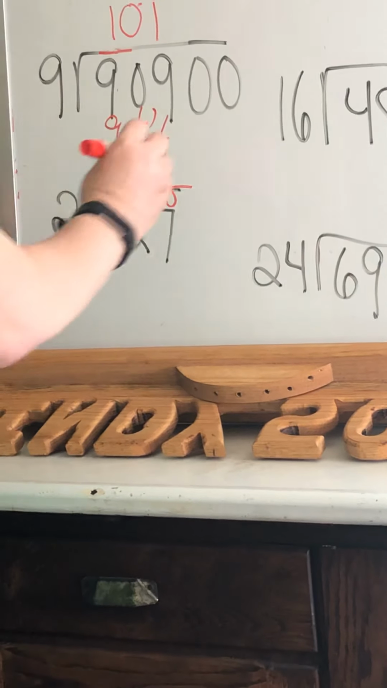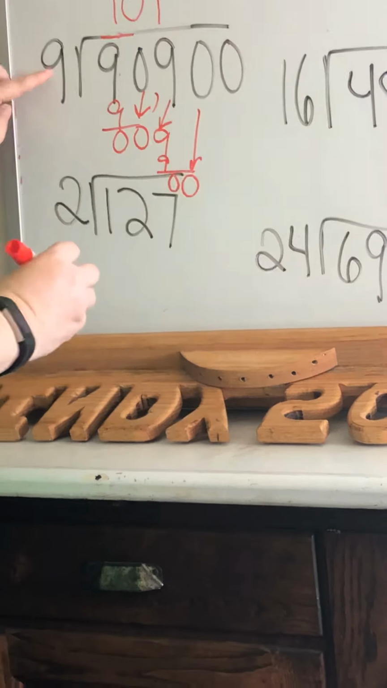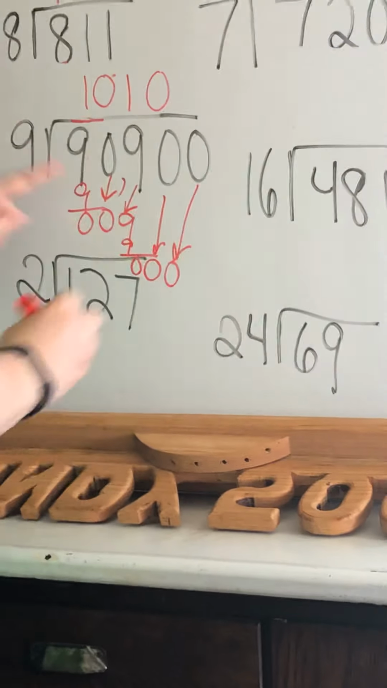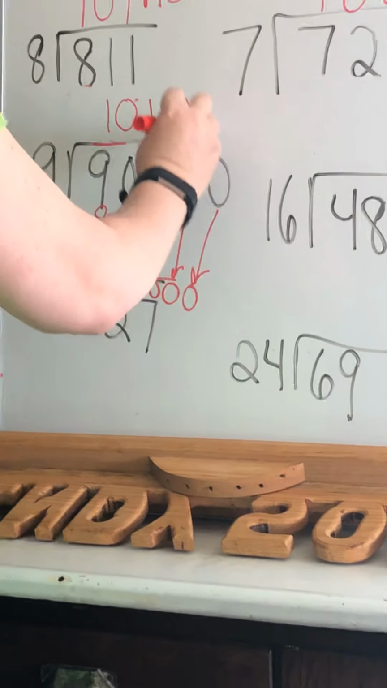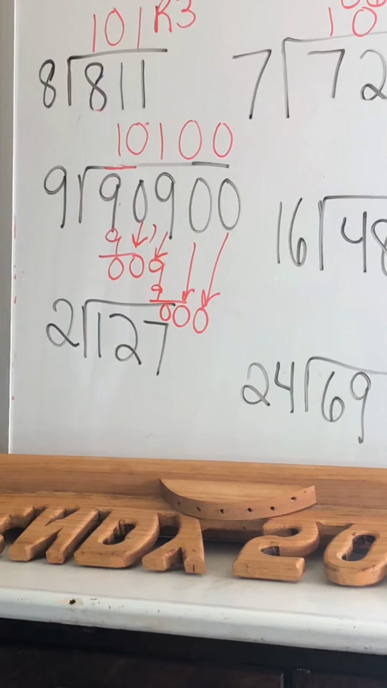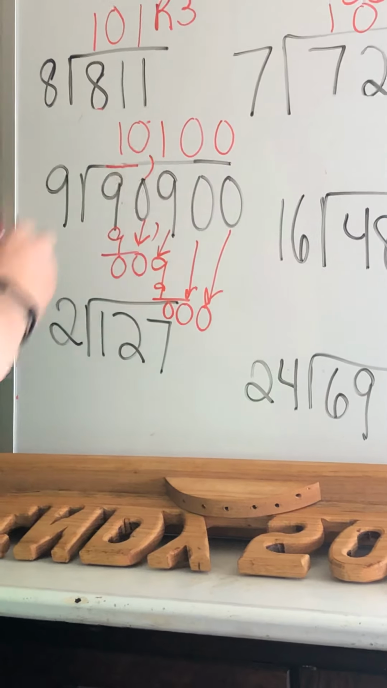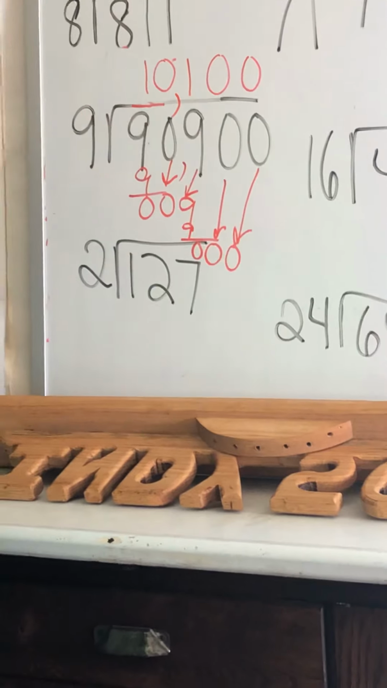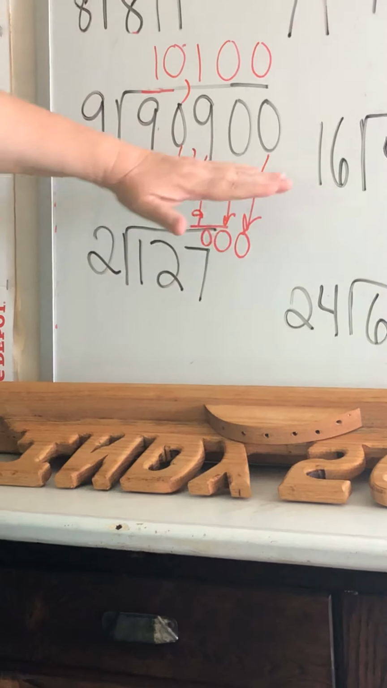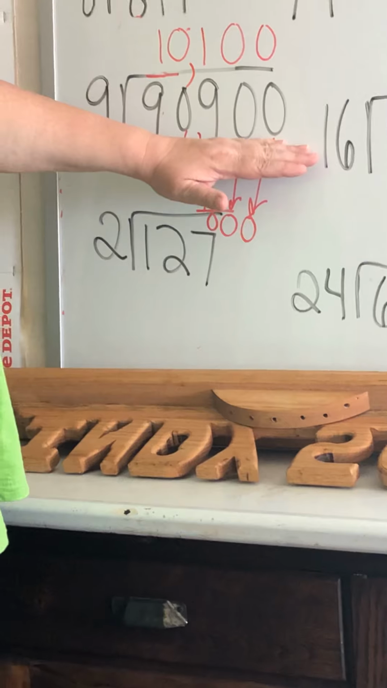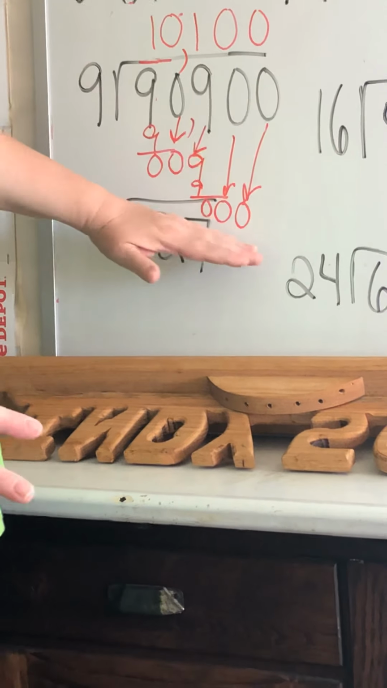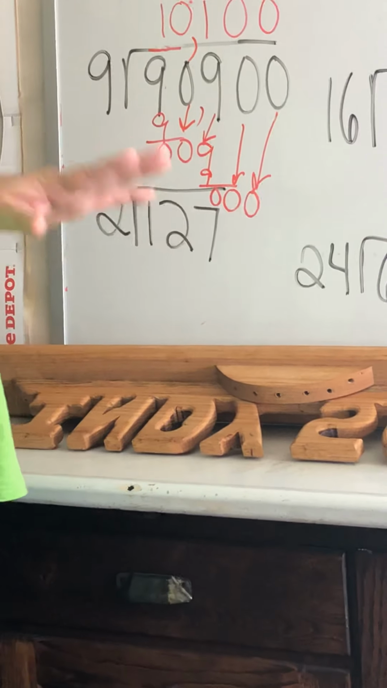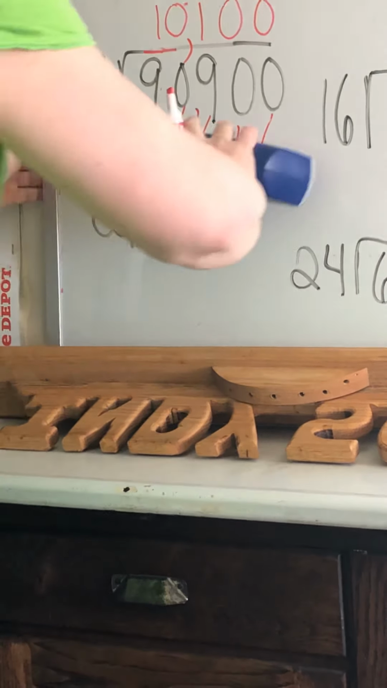So you have to pull this 0 down. 9 can't go into 0, so put a 0. Pull down the other 0. 9 can't go into 0, so your answer is 0. So your actual answer to this is 10,100. If you go 10,100 times 9, you should get 90,900. So just remember, if you have a couple zeros that are just tagging along, you don't have to go through all of this. You can just plop zeros up there. That's fine, as long as you know what you're doing. All right.